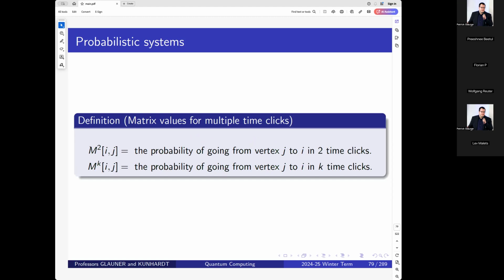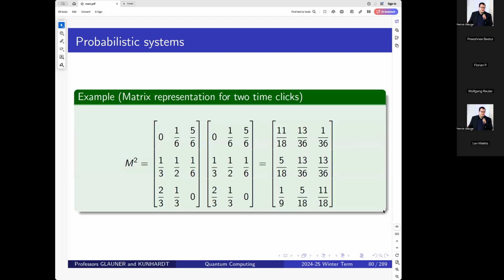And these things we've discussed before, like for a deterministic system, if I have M and I multiply it with itself, I'm taking 2 time clicks. I can generalize this with a variable k, and M to the k means I multiply M with itself k many times, and I make k time clicks. You can try this out as an example. So you have M squared, which is M times M, some nasty fractions to deal with. This would be the matrix representation for 2 time clicks in the probabilistic system. So not quite different to the deterministic system.